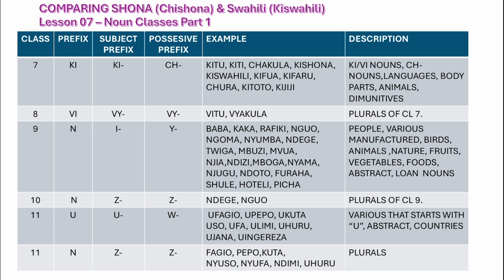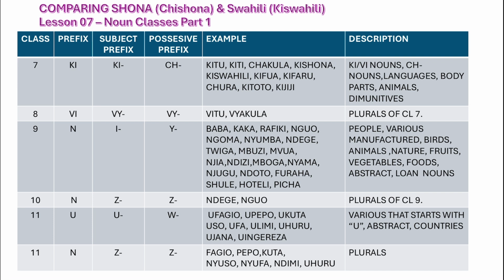Class 11. These start with u. Various nouns which start with u, abstract, and also countries. For example, ufagio is a broom. Upepo is wind or air. Ukuta is wall. Uso is face.